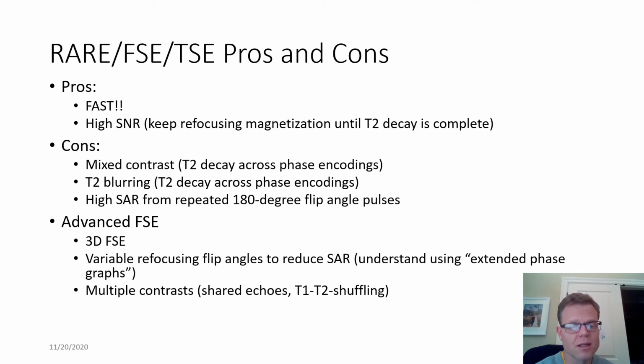There's a couple advanced implementations of this. We talked briefly about 3D fast spin echo, which now is something you should be able to understand both from your knowledge of spin echoes, k-space, and 3D imaging. There's something a little bit more advanced called using variable refocusing flip angles, which is a trick that does help to reduce the SAR and also extend the echo trains. And this uses an interesting technique called extended phase graphs as a way to understand that. And then some other tricks you can play with the multiple contrast as well.